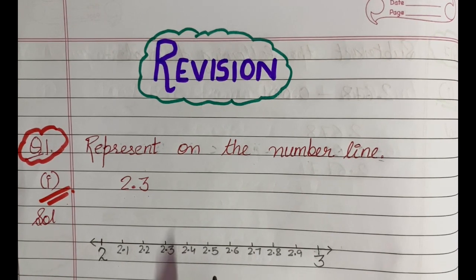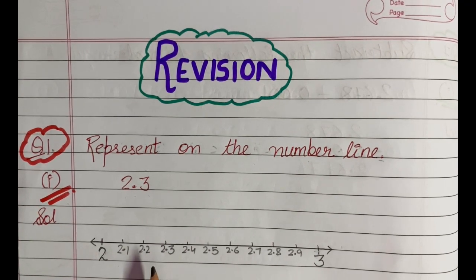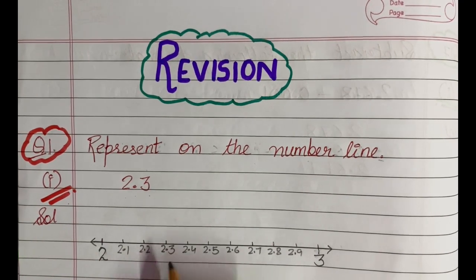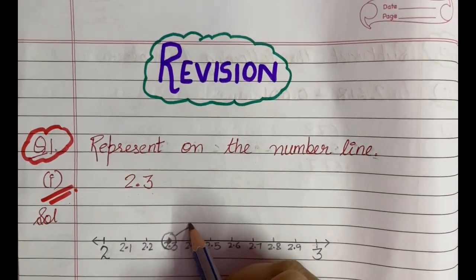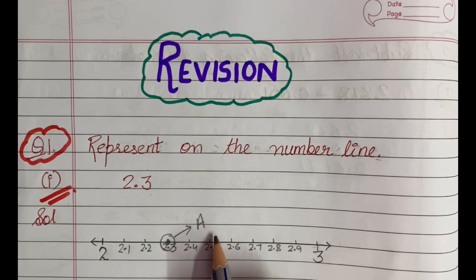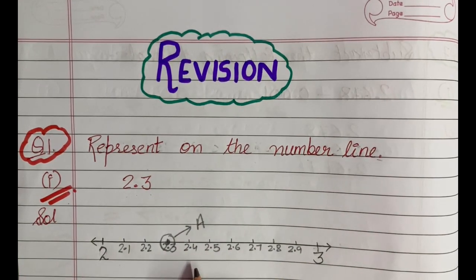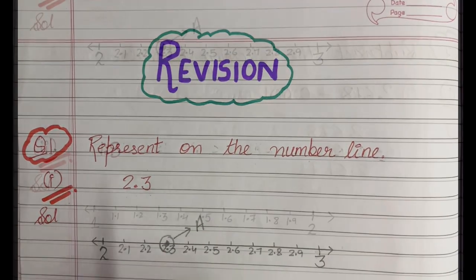Now students, since we want to mark 2.3, so we will mark the third part on the number line and name it as A. So here A represents 2.3. Hopefully it is clear to you.